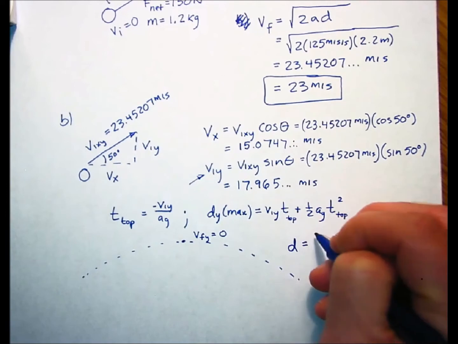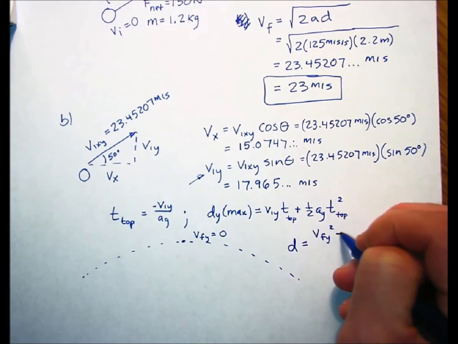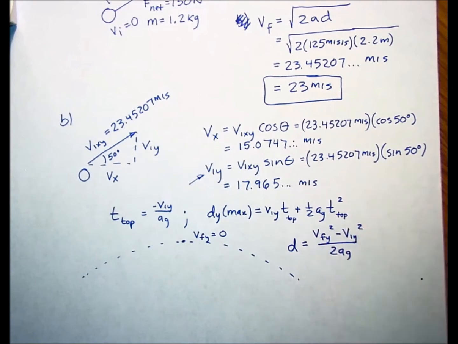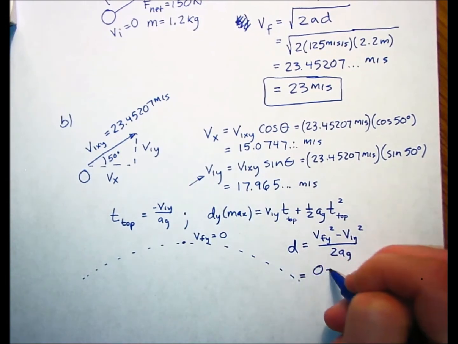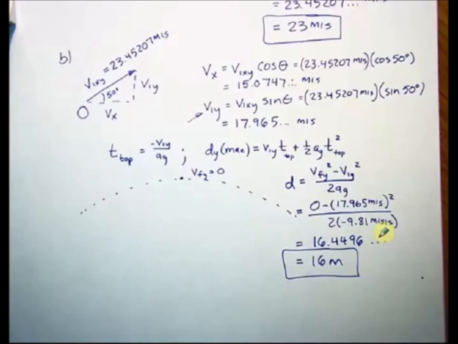Distance equals VF squared minus VIY squared over 2a, and the acceleration I'll use is gravity. Because VFY is 0 and I know what VIY is, I can just solve for it that way. So I'm going to do that right now. After I calculate that on my calculator, I come up with a height of 16 meters, which is pretty high.